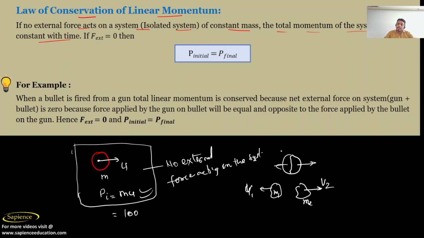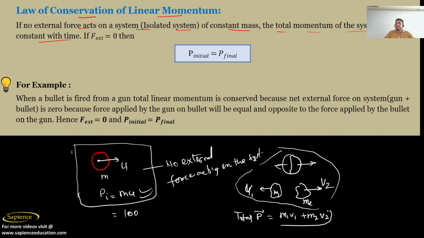Now you need to find the total momentum of the system. Since there is no external force, what will the total momentum P be after some time? It will be m1v1 plus m2v2, and this will remain constant. It means that if initially it was 100, then finally it also has 100 momentum. This is the statement of the law of conservation of momentum. Understood? The total momentum of the system will remain constant.